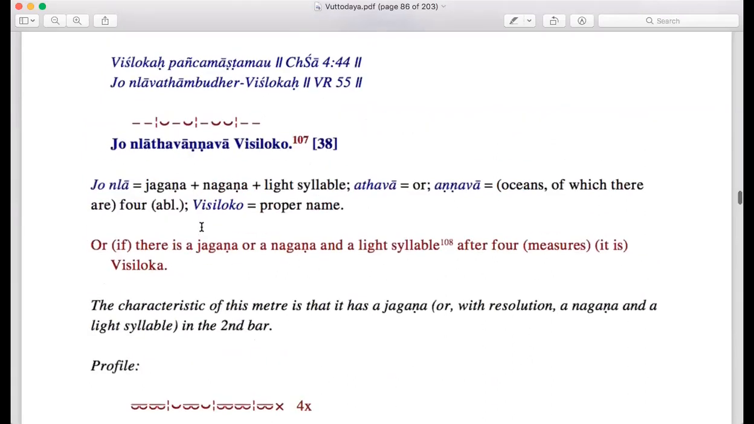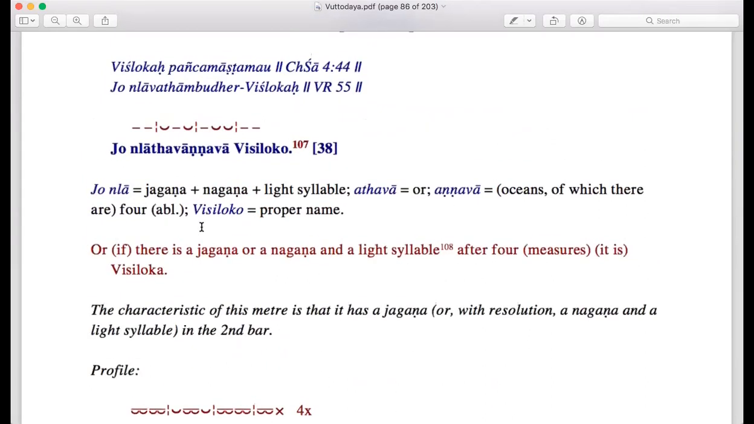Hi, Bante. If that's the case, for Jagana we have 4 measures, and then Nagana and a light syllable is 5 measures. So they are not the same. So how can it become 16 measures as a total, Bante? That is not a problem for becoming 16 measures, right? Because we can reduce 1 light syllable after. Yeah, I see. Got it.